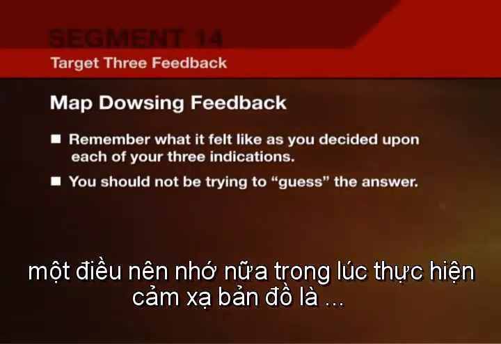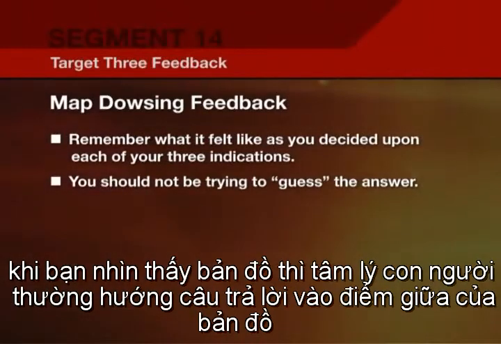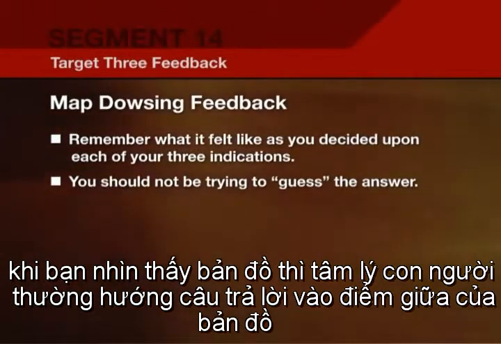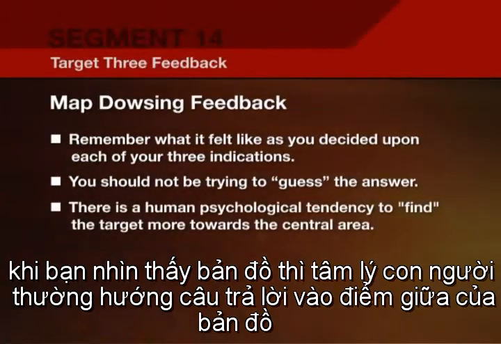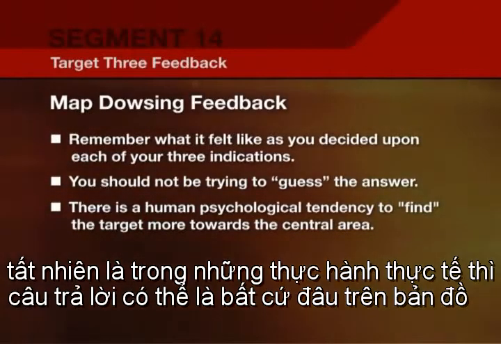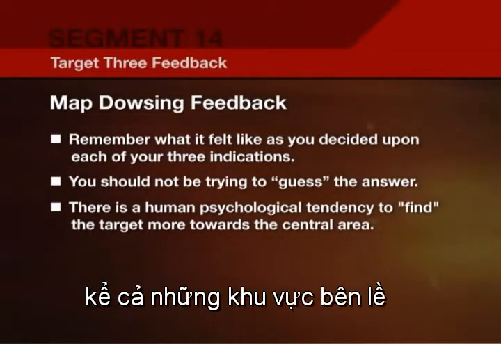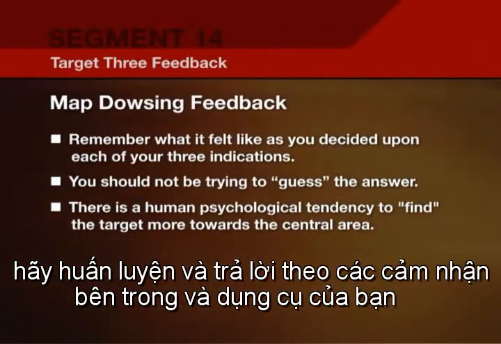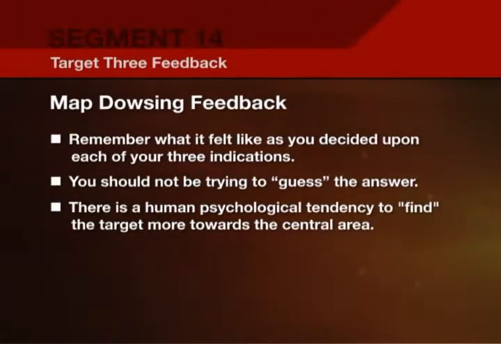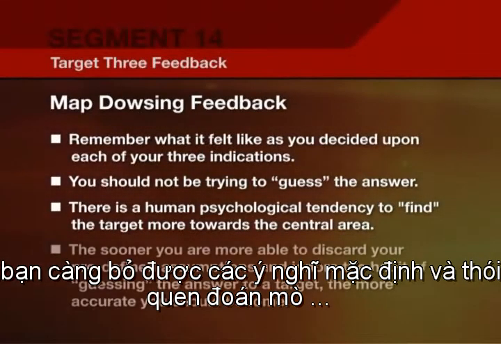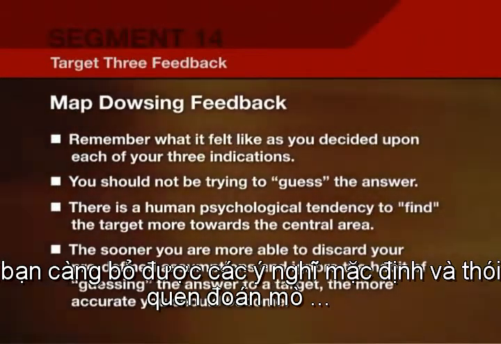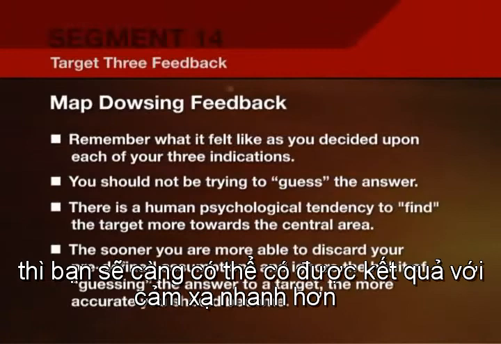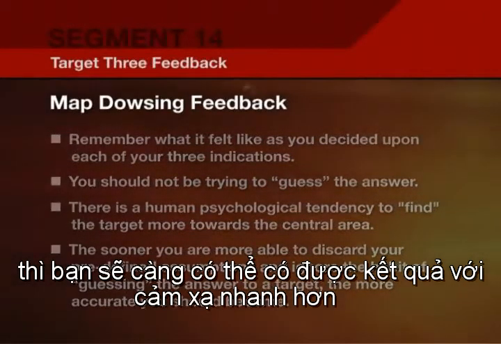Another caution to bear in mind while performing a map dowsing project is that when you're presented with a map, or even a blank sheet of paper, there is a human psychological tendency to have a bias towards finding the target more towards the central area. Obviously, in a real-world situation, the target might just as easily be located anywhere, even towards the outer edges. Forewarned is forearmed. Train yourself to go where your instruments and inner impressions indicate, not where your brain tells you to go. The sooner you are more able to discard your predefined assumptions and ignore the habit of guessing the answer to a target, the more accurate you should become.